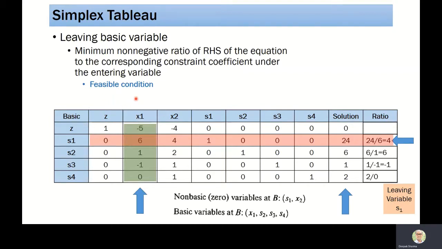So in the current iteration, what we found is that X1 is going to enter and S1 is going to leave. So the basic variable set will change: since S1 is leaving, in place of S1 we will take X1 here. The basic variable set is now X1, S2, S3, S4, and what is non-basic now? S1 and X2.